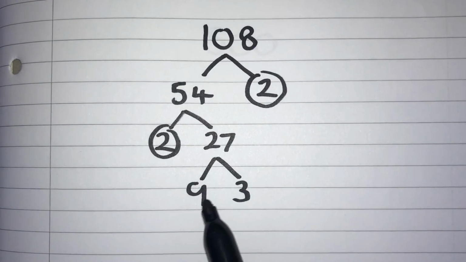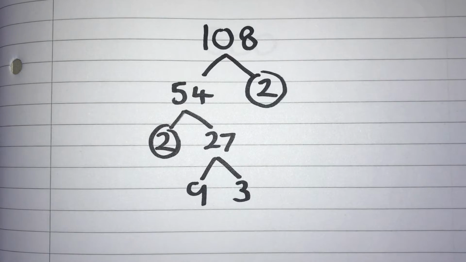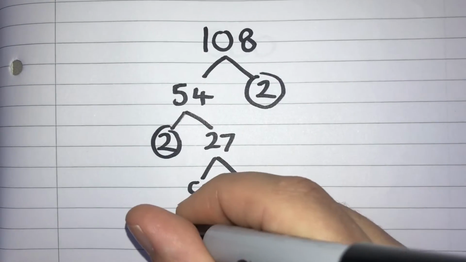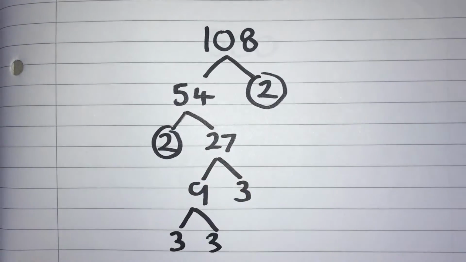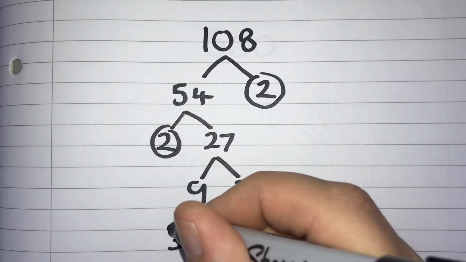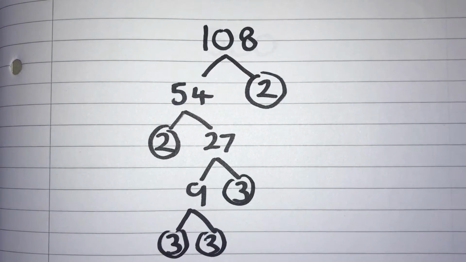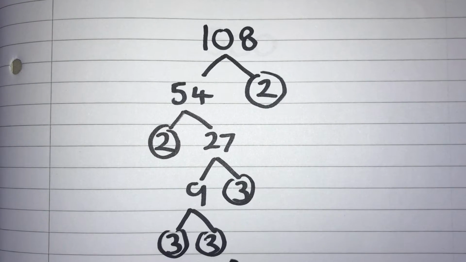And we've got to think, is 9 a prime number? Well, 9 is not a prime number, it's going to be a square number. So we can divide this 9 by 3. And if you divide it by 3, we get another 3. And 3 is a prime number, so we stop at each of these 3's. So our prime factors of 108 are a 2, a 3, a 3, another 3, and another 2.